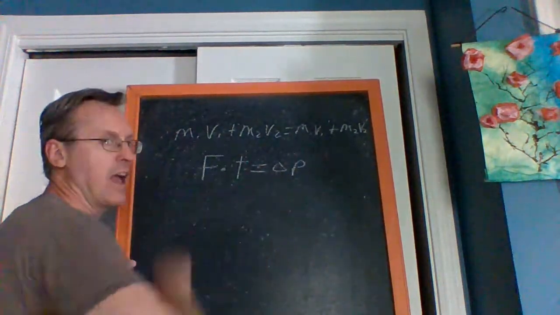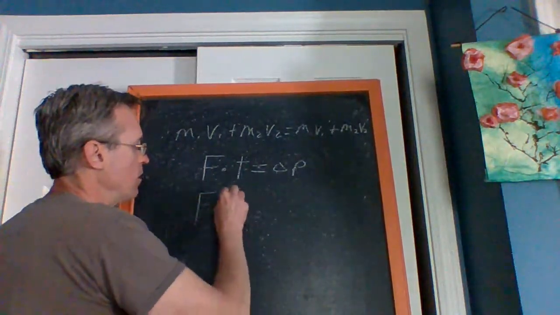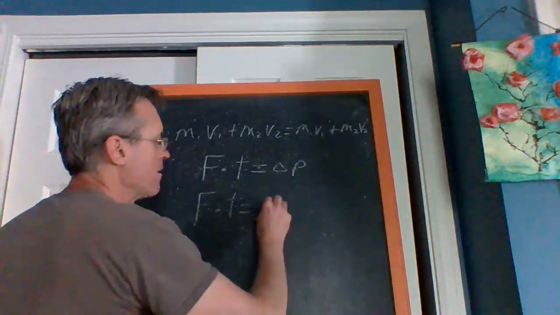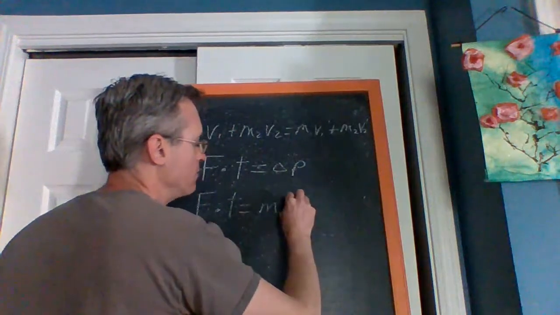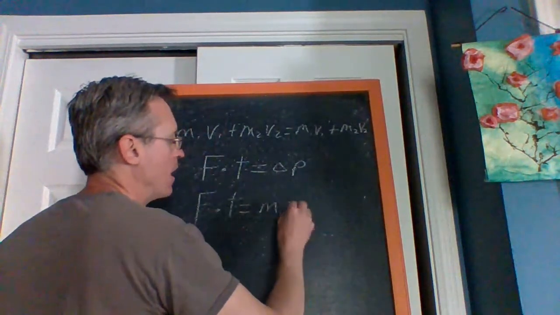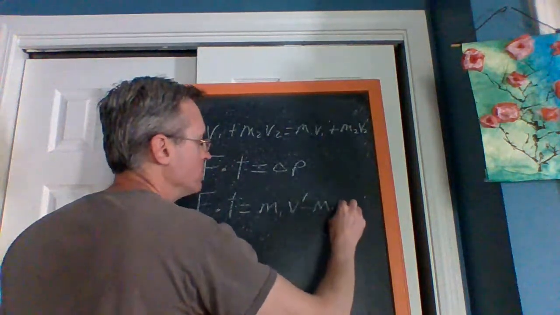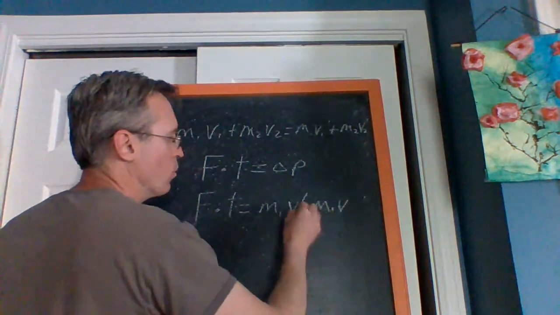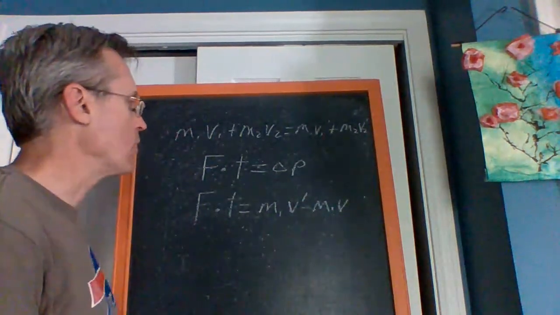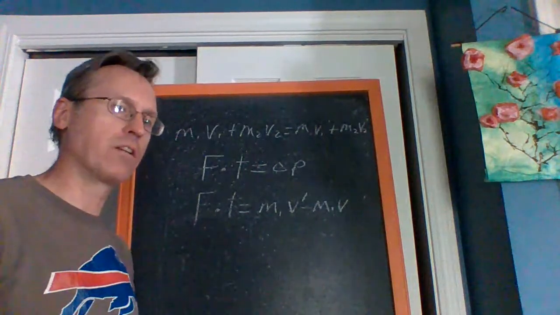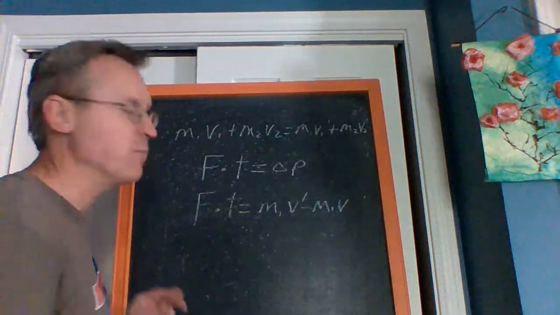And to stretch this out, it may look like this. Force times time is equal to m1 v1 prime minus m1 v1. So you would get a problem like this, or you would use this version. Let me just use a quick example, and I'll come up with one off the top of my head. You might have one that looks like this.